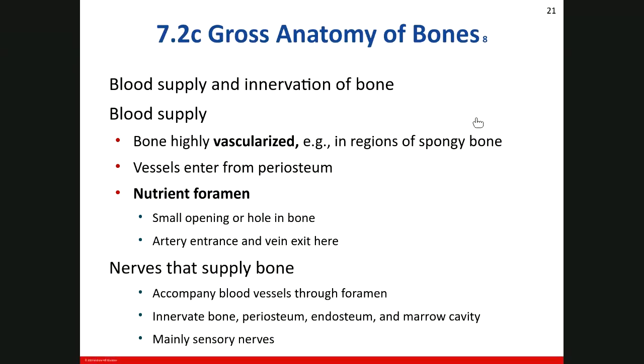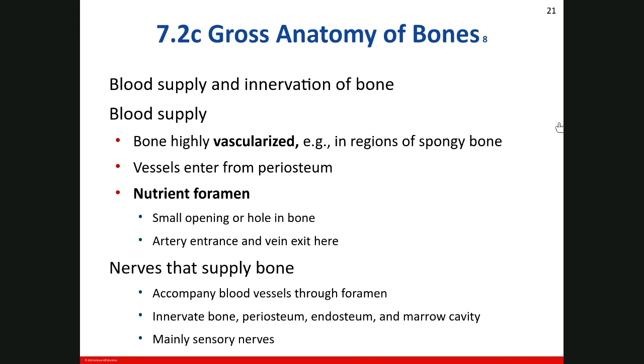And we have nerves which can supply the bone. The nerves can accompany the blood vessels and pass through the nutrient foramen and come to the bone. They can innervate the bone itself, the periosteum, endosteum, and medullary cavity. And most of these nerves are sensory nerves. It means that they bring the information of the bone to our central nervous system.